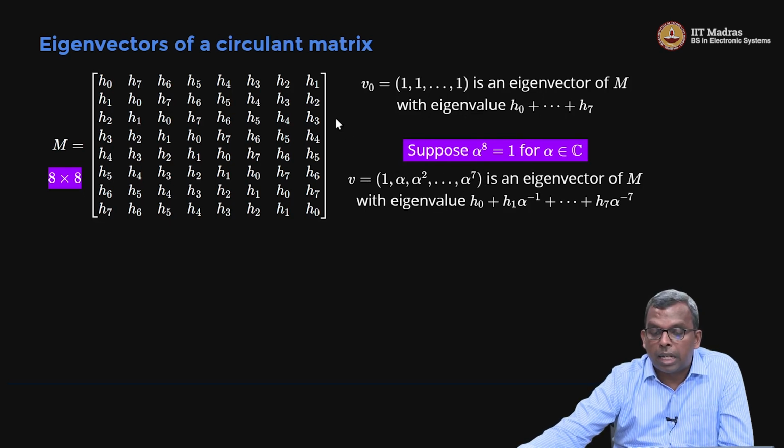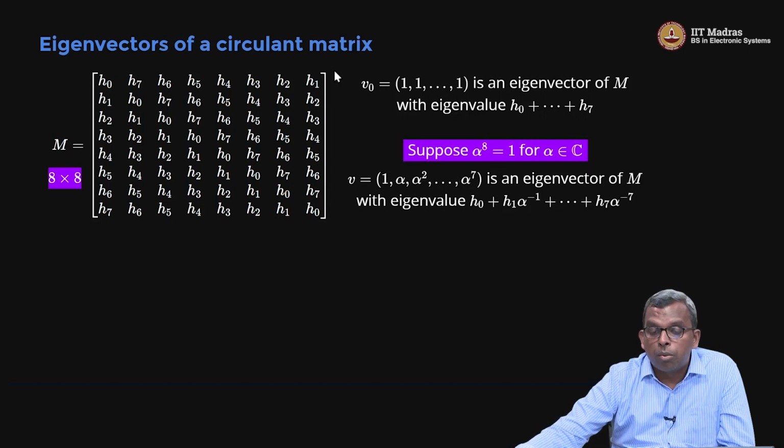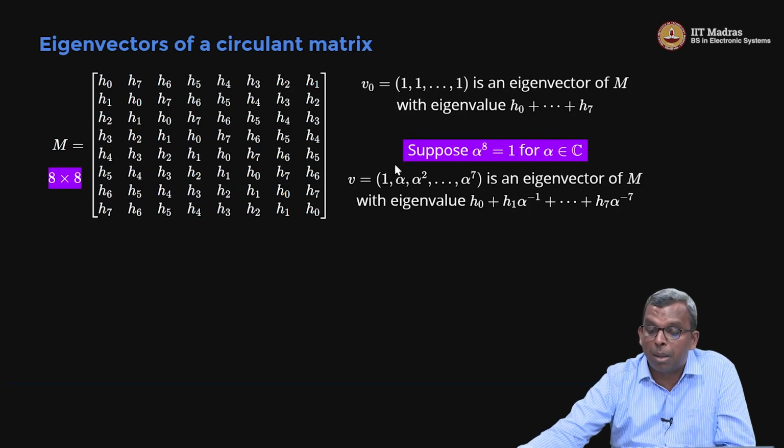If you multiply it on the right, I will leave it as an exercise. It's an important exercise. I'll urge all of you to do it. If you multiply it on the right, you will get that this is an eigenvector with eigenvalue H0 plus H1 alpha inverse plus so on till H7 alpha power minus 7. You can quite easily prove it. It's just the cyclic shift and these powers. These are also cyclic shifts, no? If you multiply by alpha, right, you actually get a cyclic shift. Okay, so it's a powerful property of this alpha power 8 is 1, right?